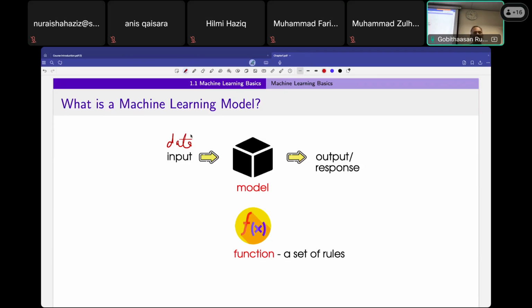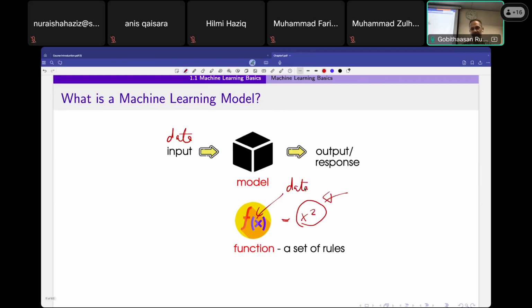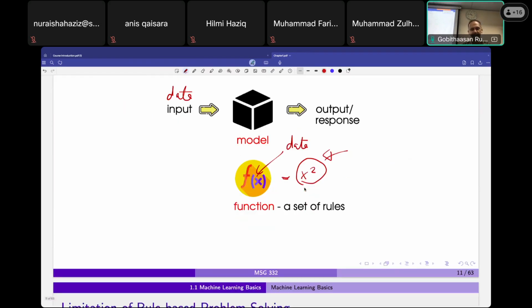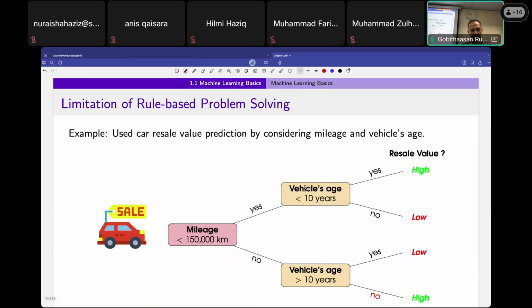A function will take an argument, right? For example, f(x), right? So the output can be in the form of x squared. So x squared, this is the output. This output we call a predictive model, where our input, of course, is in the form of data. Very simple, probably overly simplified, but let's move on.